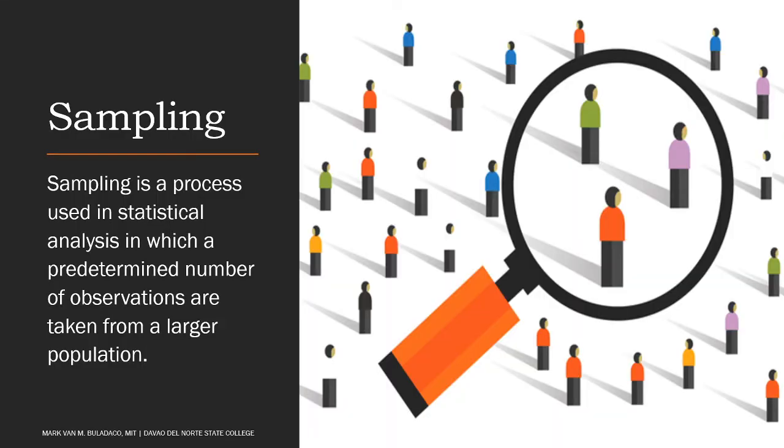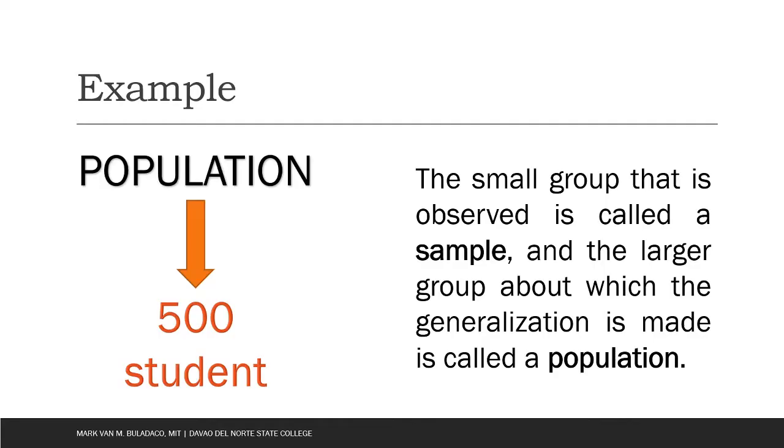By definition, sampling is a process used in statistical analysis in which there is a predetermined number of observations, numbers, or any data which are taken from a larger population. So there is basically a population that is identified, and you will take out a small portion of it. So we call that process the sampling process or sampling.